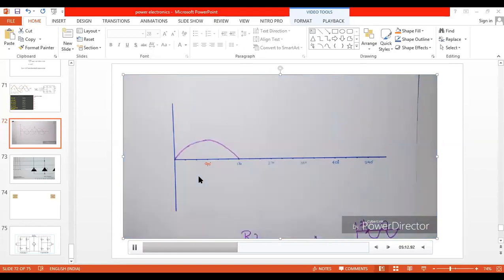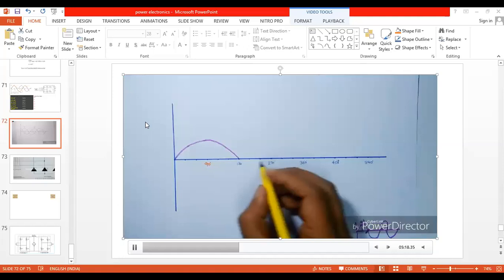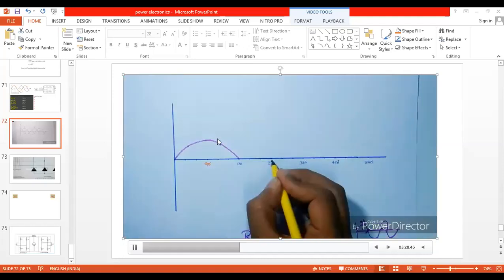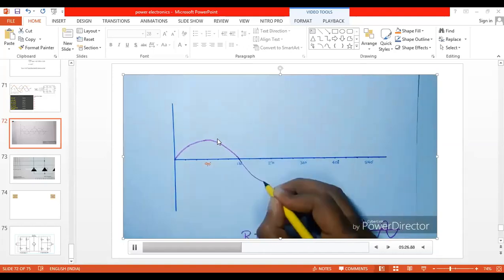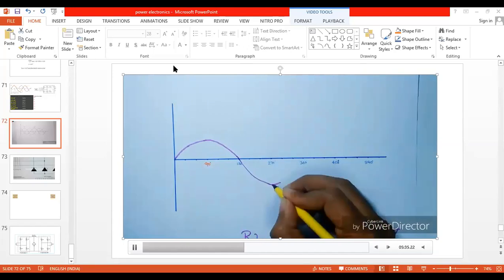Three-phase supply contains three different voltages which are displaced by an angle of 120 degrees. Let us say Va is equal to Vm sin omega t, Vb is equal to Vm sin(omega t minus 120), and Vc is equal to Vm sin(omega t minus 240). So three-phase supply means three different voltages are displaced by an angle of 120 degrees.